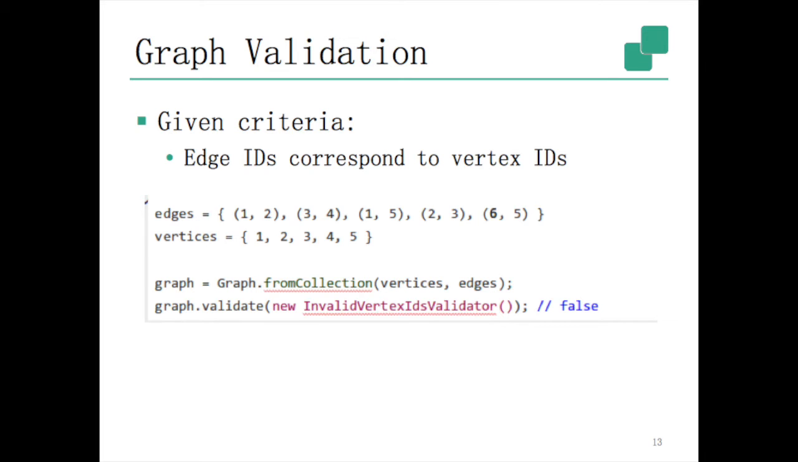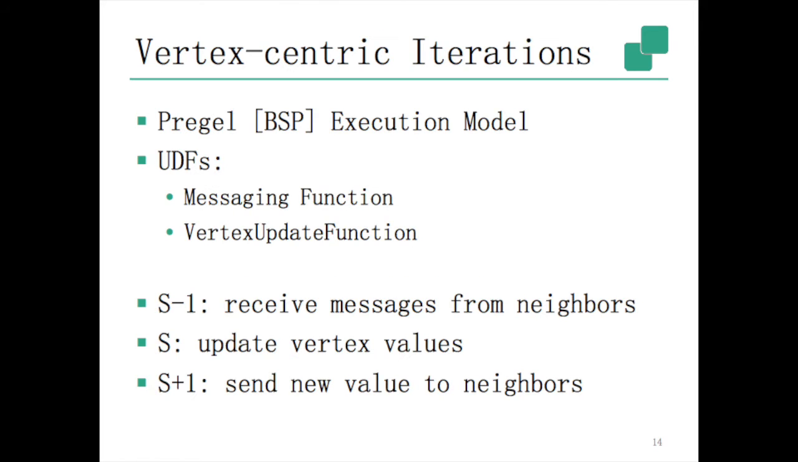Other questions? Okay. Now the fun part. We support 2 types of iterations, 2 iterative models in Gelly. We support the Pregel model and a slightly modified version of PowerGraph's gather, apply, scatter model. We just have the gather, sum, and apply, the first two steps, as we will see in the following slides.